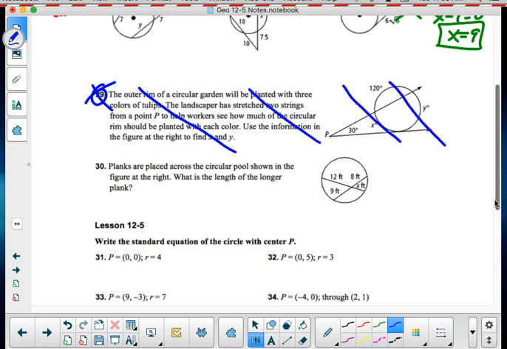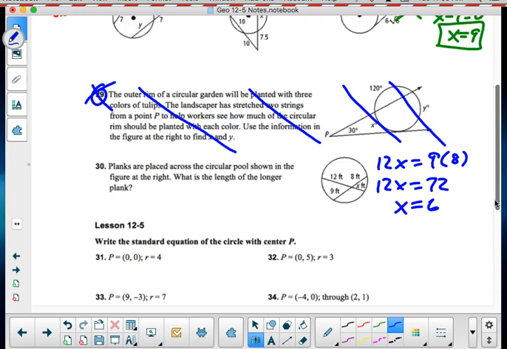Okay. In 30, I've got two planks that are across the circular pool shown in the figure at the right. What's the length of the longer plank? So this is a chord-chord relationship initially, and 9 times 8. So I got 12x is equal to 72. Dividing by 12, I get 6. But that's not my answer. I'm not saying, well, x is 6, so the other one is this.